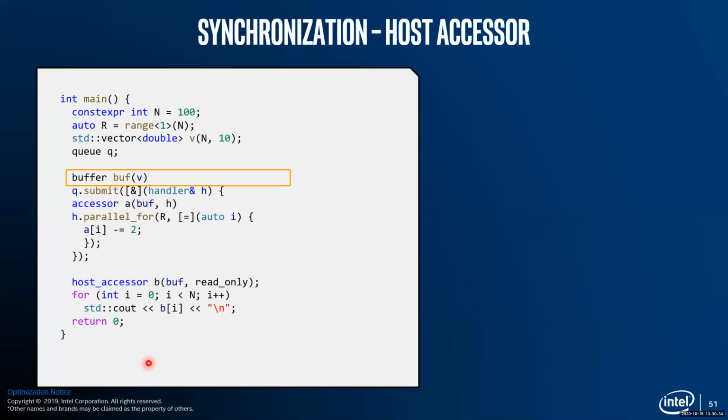So this is one of the examples of how you synchronize the data using a host accessor. It's a very simple example. I got a buffer. I got a vector V which has around 100 elements, and I initialized the value to 10. I created a buffer for that vector, right?